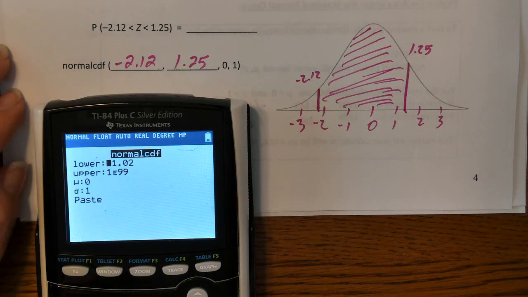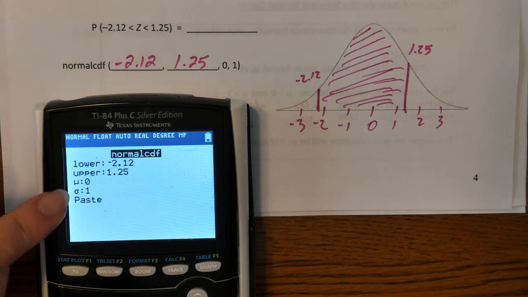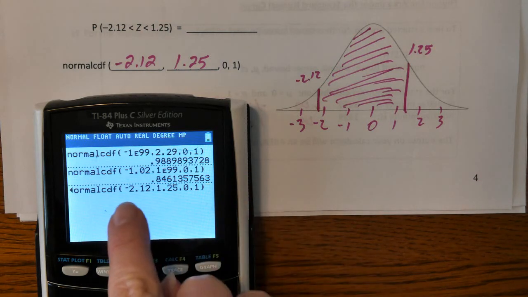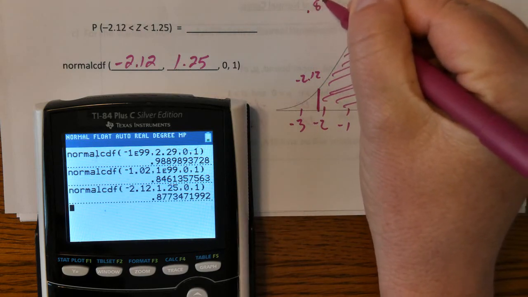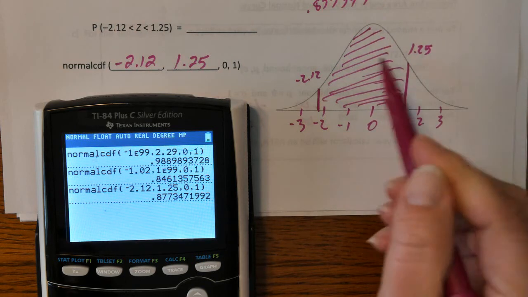Normal CDF. My lower number is negative 2.12. Upper is 1.25. Mean 0. Standard deviation is 1. If you do not have an 84, if you're using an 83, it's not going to prompt you, but you still have to give those same numbers. 0.877347, blah, blah, blah. We are finding area.